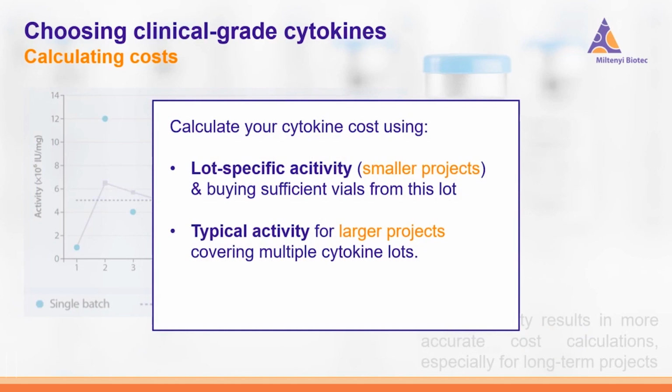So, to sum this up, you can use lot-specific activity to calculate the cytokine costs for your project. But usually it makes sense to do so for smaller projects, where you can just buy a whole cytokine lot or all the vials you need from one lot, and then you can make sure that in the course of this project you only use cytokines from one batch. And then your cost calculation obviously is perfectly accurate. But for larger projects, and I would say most cellular manufacturing developments fall into this category, you need to know the typical activity. Otherwise, you won't be able to really estimate realistic costs for your cytokines.